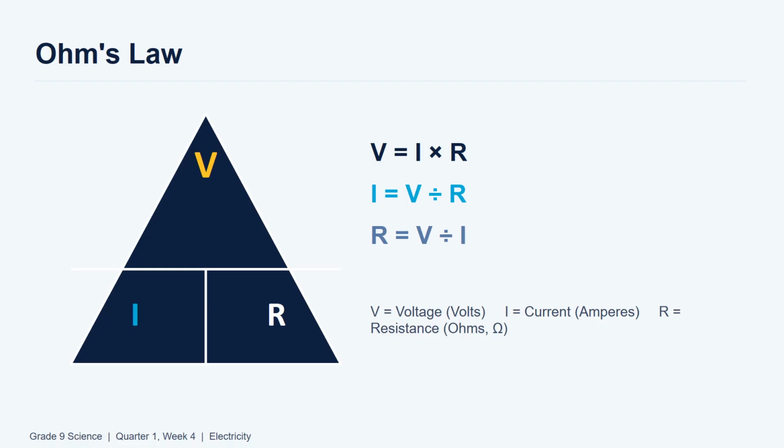Here, V stands for voltage, measured in volts, I stands for current, measured in amperes, and R stands for resistance, measured in ohms. A helpful memory trick: picture a triangle with V on top, and I and R on the bottom. Cover the letter you want to solve for with your finger, and whatever remains visible tells you the formula. Covering V leaves I times R, covering I leaves V over R, and covering R leaves V over I.